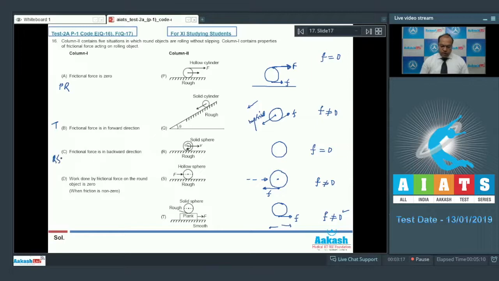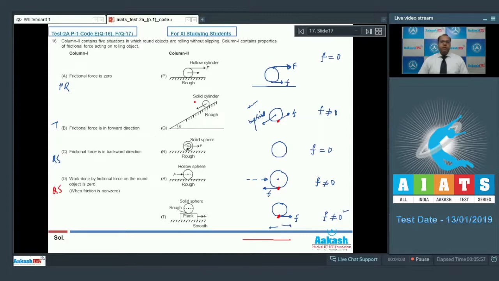And work done by friction on the round object is 0. Since the displacement of this point is 0, the work done is 0. In the same fashion, the displacement of this point is 0, so the work done is 0. But in this case, as we see from the ground frame, the point is displaced in the direction of the friction, so the work done by friction becomes non-zero. So the correct matching for D will be Q and S. So in question number 16, the correct matching for entry A is PR, for B is T, and for entries C and D, it is QS.